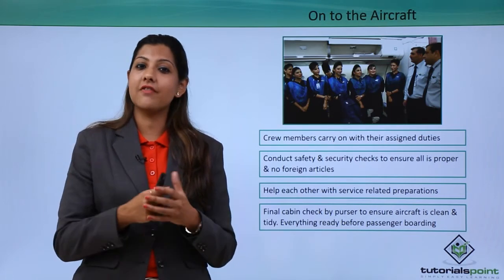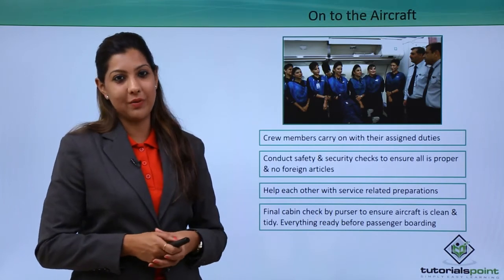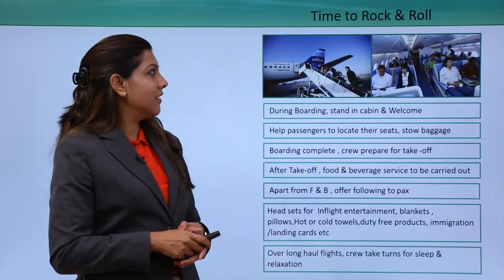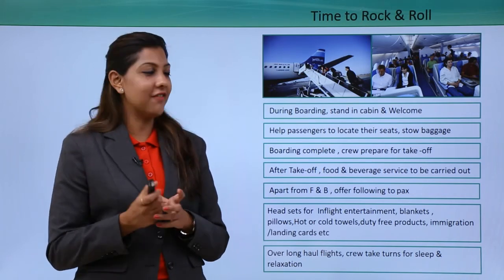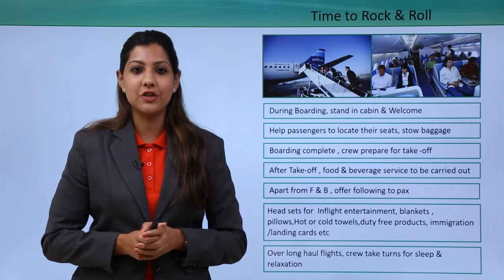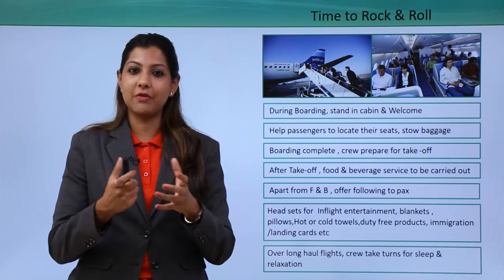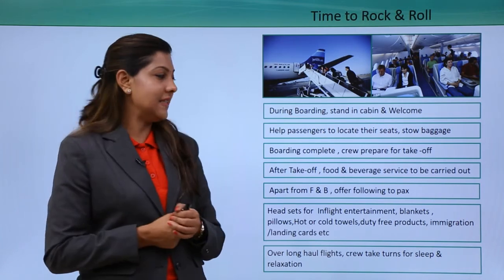She takes a round and sees if everything is proper, and then they give a go-ahead sign for passengers to come on board the aircraft. Well, when the passengers do start coming in, what do the flight attendants have to do? Let's take a look. They need to stand in the cabin and welcome these passengers with a greeting or time of the day, according to that, and also welcome them and assist them to their seats.